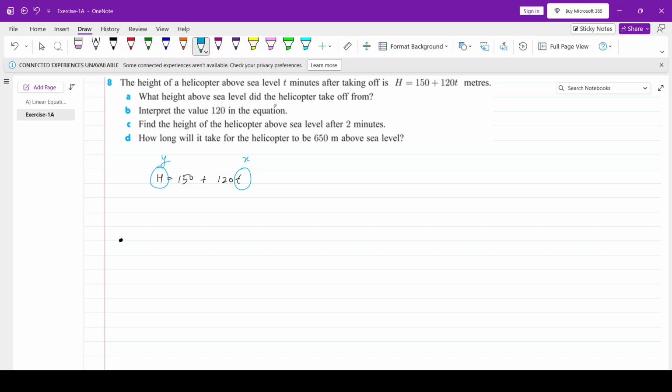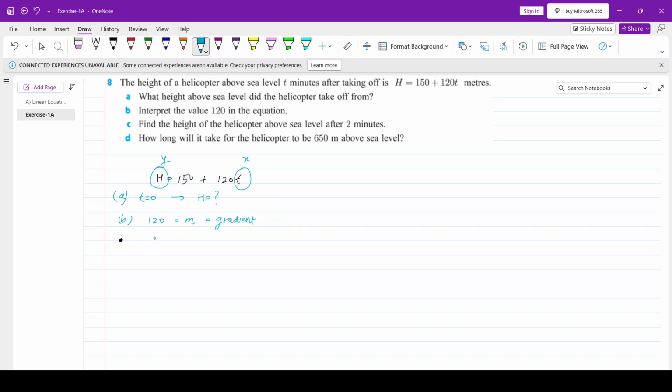What height above sea level did the helicopter take off from? So when the helicopter took off, time would have been 0. T is equal to 0. Find h. Interpret the value 120 in the equation. 120 is, can we say m, or can we say gradient?